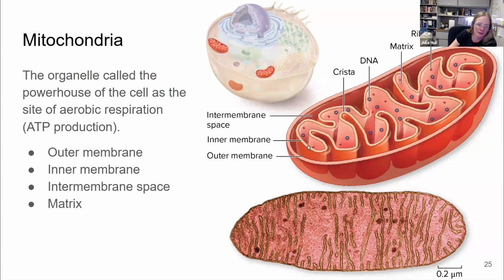So now we call this the inner membrane. That means there's a space in between those two membranes. So we'll call that the intermembrane space. It's the space between the two membranes. And then we have the matrix, which is the very most inner part. It's the interior of the inner membrane.